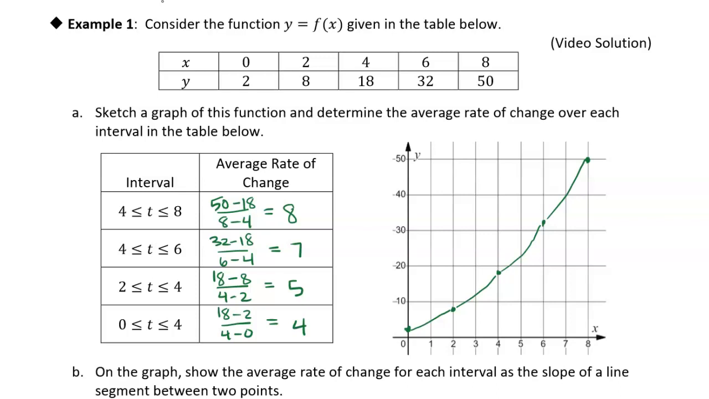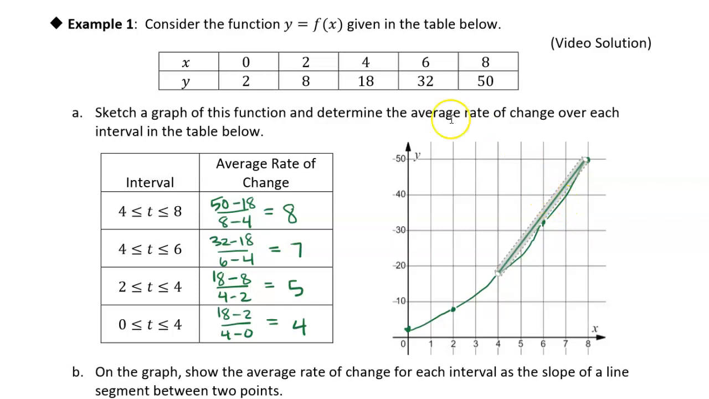And then it says on the graph, show the average rate of change for each interval as the slope of a line segment between 2 points. All right, so these average rates of change are the slope of line segments. And so I'm going to try to draw some line segments here. I'm trying to use the line tool because sometimes I can't draw straight lines very well. The first one is just from 4 to 8. So I'm going to try and draw a line from 4 to 8 like that. All right. So there's a line segment.